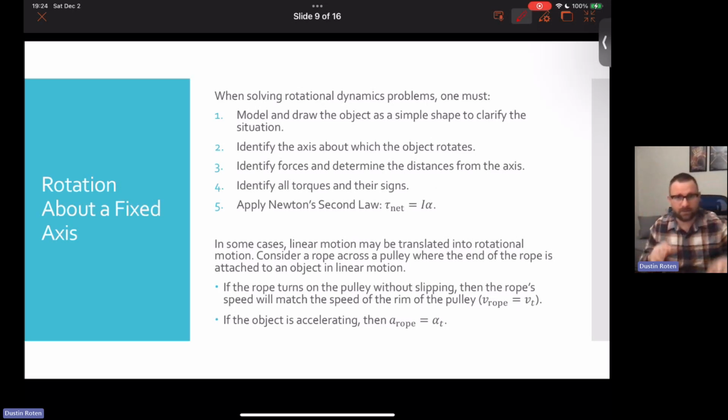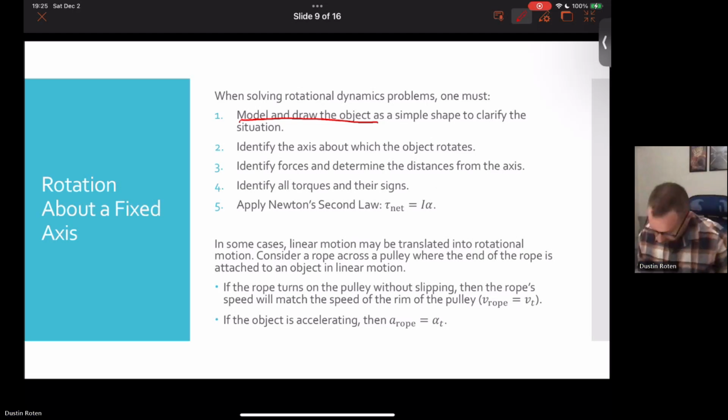Now we'll actually get really close to starting to do some calculations here. So when you're solving rotational dynamics problems, you should model and draw the object as a simple shape. I think in one example we're going to look at, we're using an airplane propeller. So in that, just a rod, very easy to deal with. So model these as simple shapes. You want to identify the axis of rotation because a lot of your measurements are going to come from that point, the pivot point of the axis of rotation.